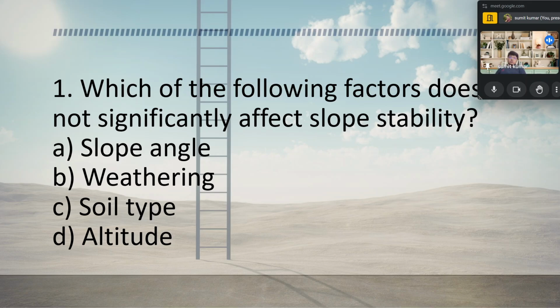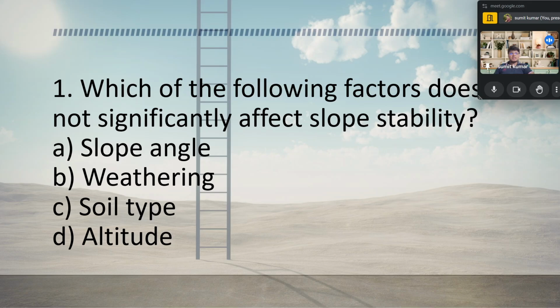Okay, so this is the question. The question says: which of the following factors does not significantly affect the slope stability? The options are slope angle, weathering, soil type, altitude.